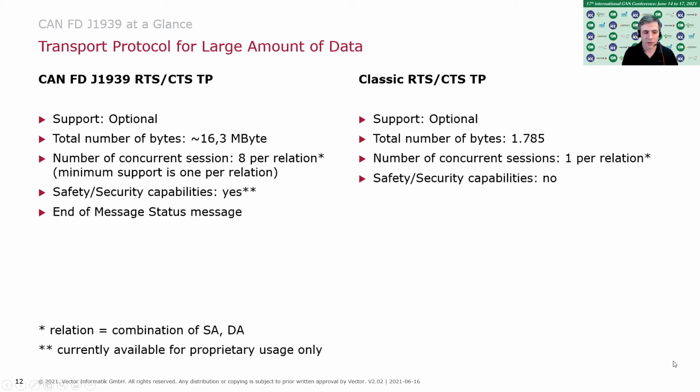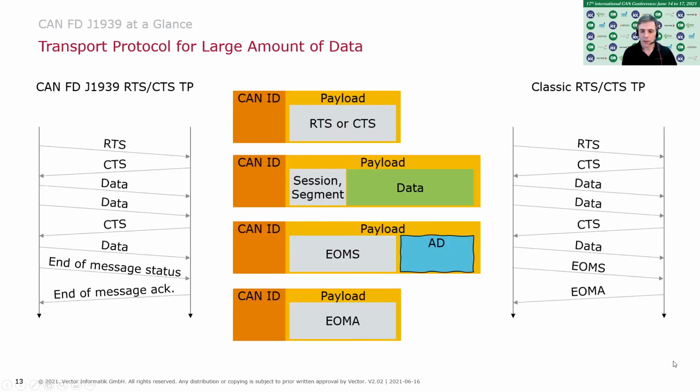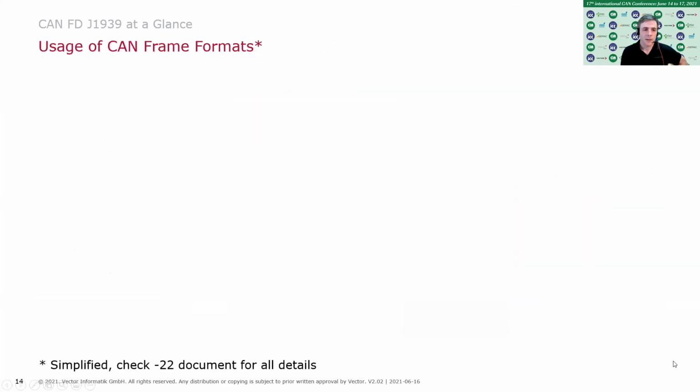You can also have safety and security capabilities. It looks pretty much the same as the classic one, but again, we have the session handling, we have the end of message status, and then finally the end of message acknowledge, which comes from the receiver. So there's really a handshake. This is not new for the RTS-CTS, there we had the handshake already, but what is really new is the session and the assurance data handling, which is now built into the transport protocols as well.